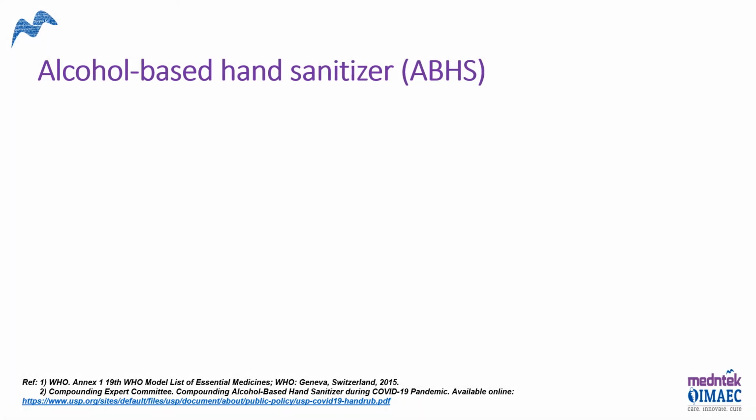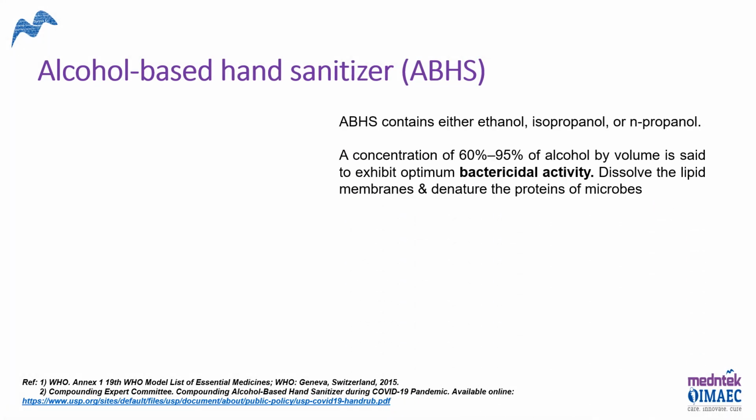Moving towards the alcohol-based hand sanitizers. Now, alcohol-based hand sanitizers either contain ethanol, isopropanol or N-propanol in the concentration of 60 to 95% because this concentration exhibits an optimum bactericidal activity, that is the bacterial killing activity.